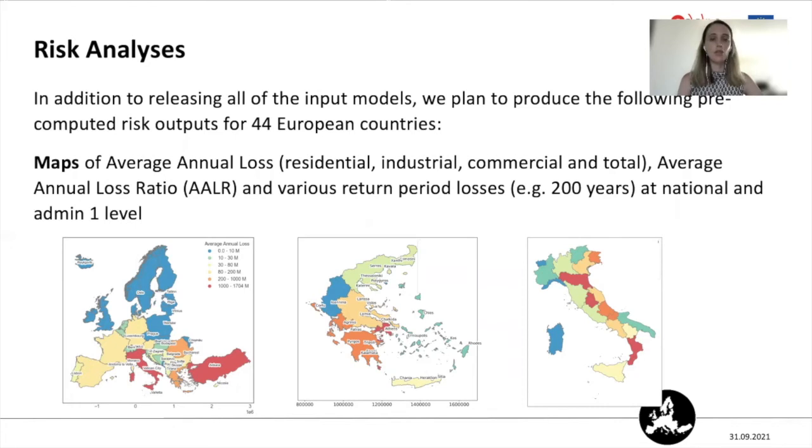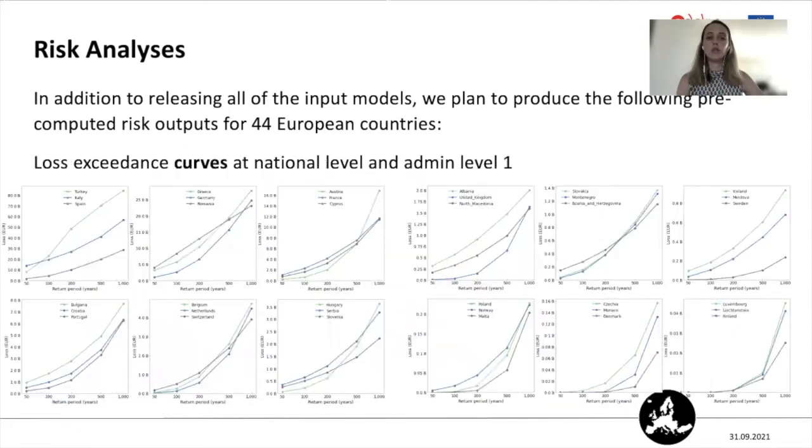We can show maps of the losses for different return periods, and the resolution can vary from a national resolution at the European scale to admin level 1, so that's the first administrative level below national level for each country. We will also produce loss exceedance curves, so they tell us about the losses to the building stock under different return periods. We can compute those at the national level, but also for different parts of the building stock, just for the residential buildings or just for the industrial, and also at different levels of resolution. But we will be releasing pre-computed results at admin level 1.